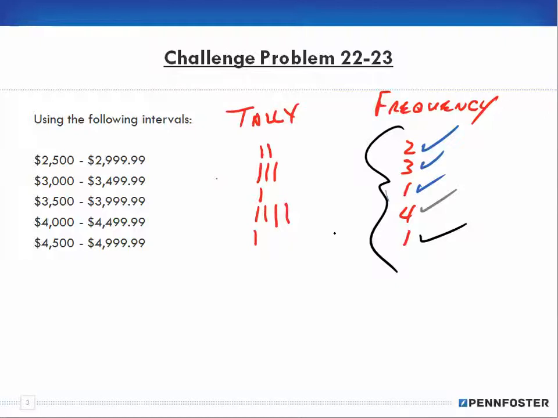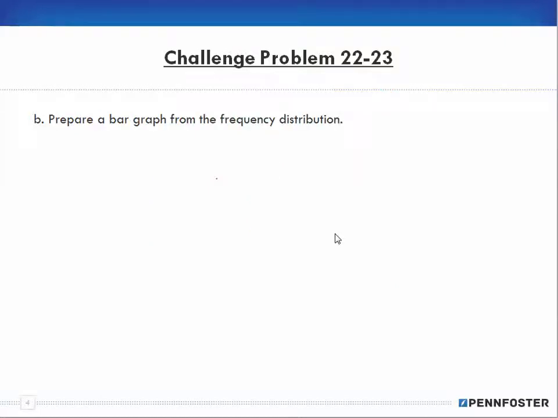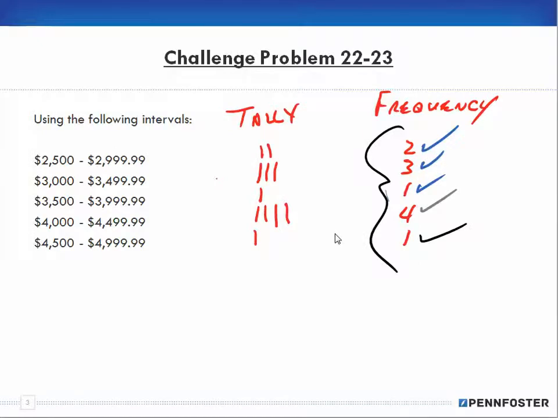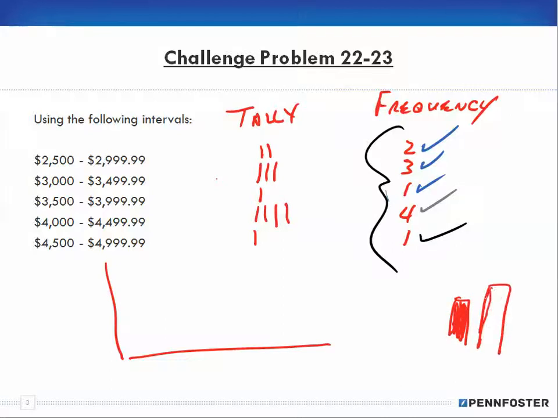Now part B says prepare a bar graph from the frequency distribution. So let's use this slide, even though I created another slide. I'm going to create a bar graph, and remember, bar graphs look like colored-in bars, like this. I'm just going to squiggle this in.